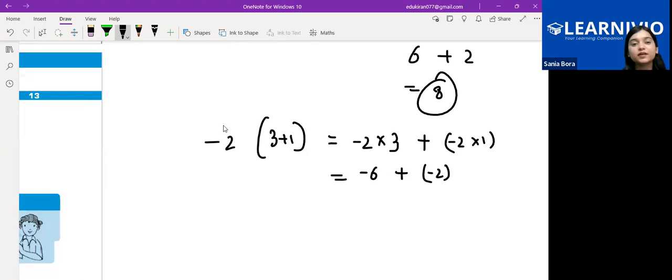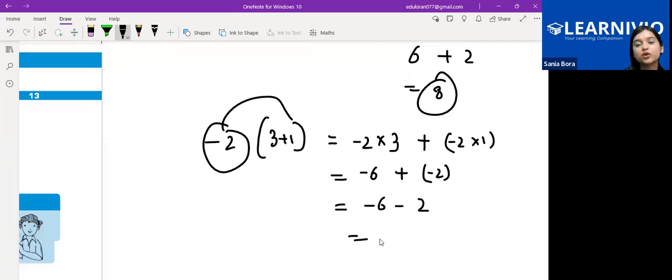Priyanka, Bakash, Abubakar, Anisha. Ma'am, how did you get minus 6? This was negative 2. So negative 2 multiplied by 3, I'll get negative 6. And this negative 2, if I multiply with 1, I'll get negative 2. And then the simple calculation, minus 6 plus minus 2. So what I got? Minus 8. Got it? So this is what you have to do in a distributive problem.